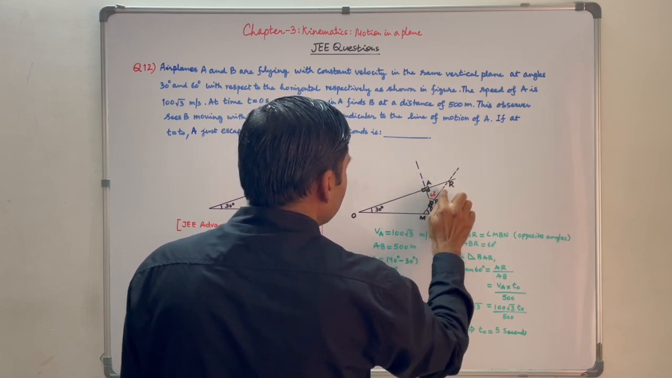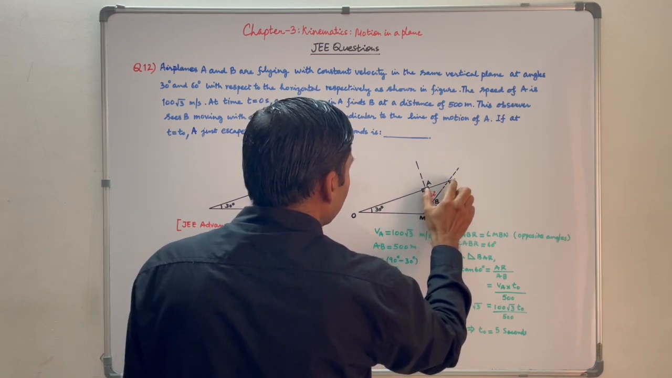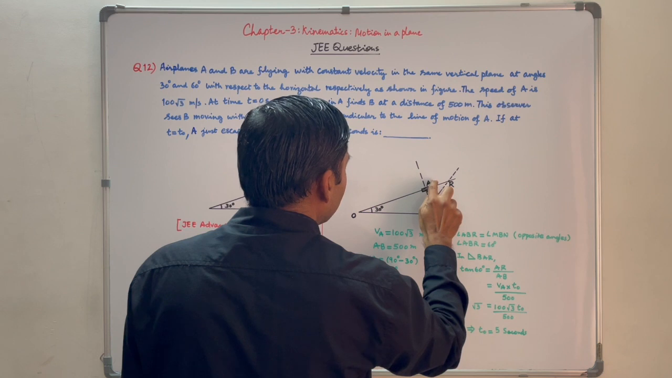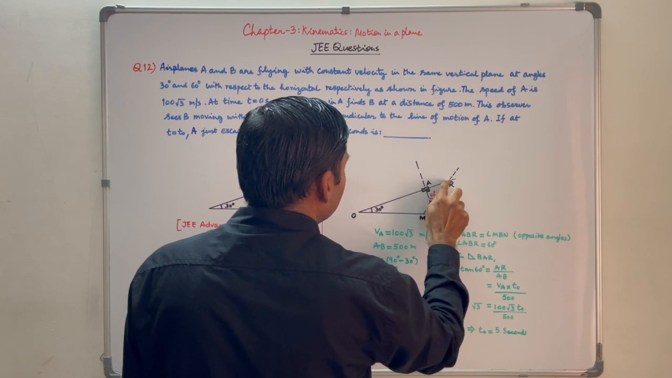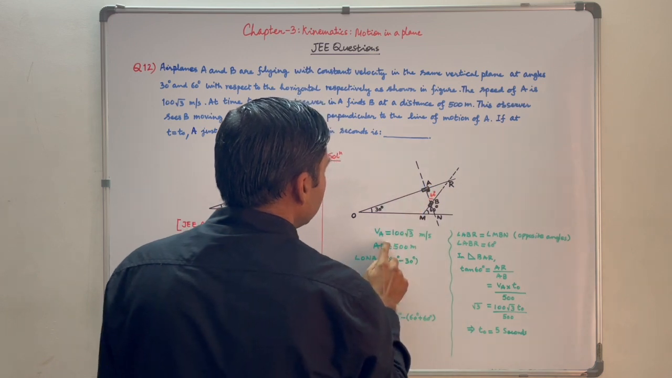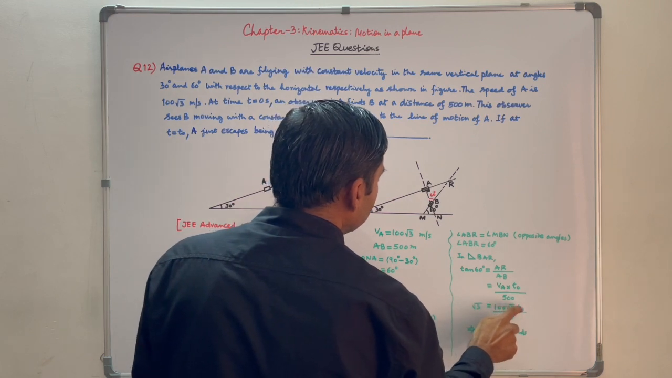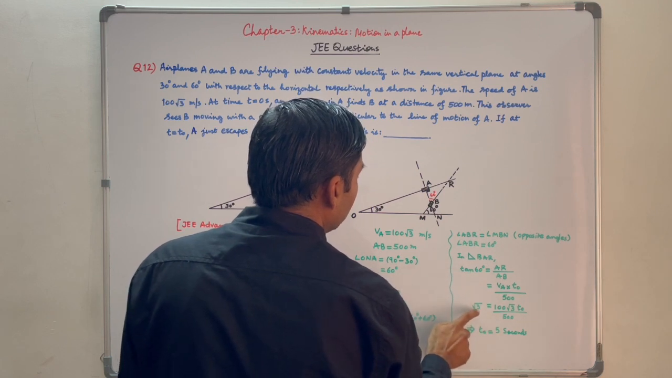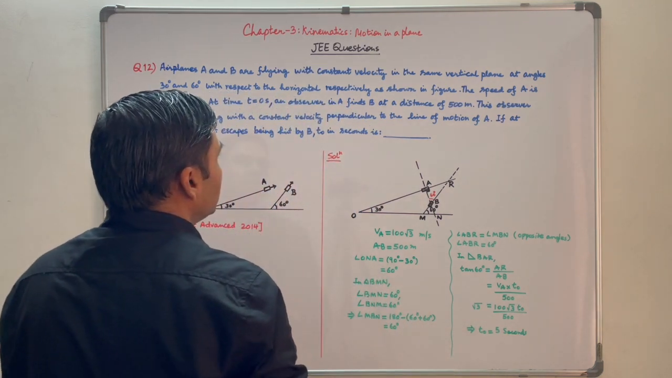Now in this right angle triangle, triangle RAB, tan 60 is equal to AR upon AB. AR we can figure out as velocity of A into time taken to reach R. T is equal to 0 at A and T is equal to T0 at R. So time taken is T0 and velocity of A is given as 100 root 3 meter per second. So AR will be equal to 100 root 3 into T0. AB is given as 500 and value of tan 60 is equal to root 3. So T0 comes out to be 5 seconds. So the answer is 5.